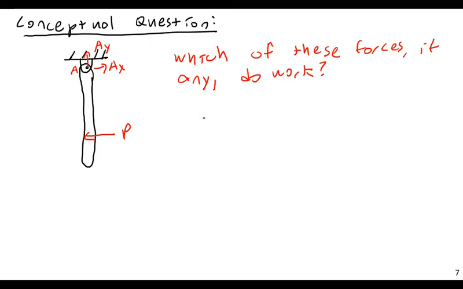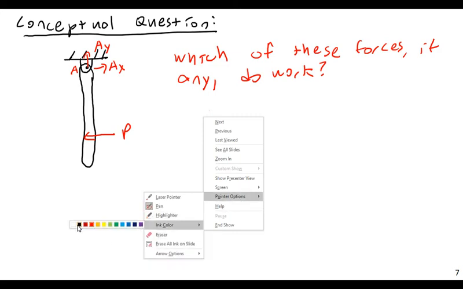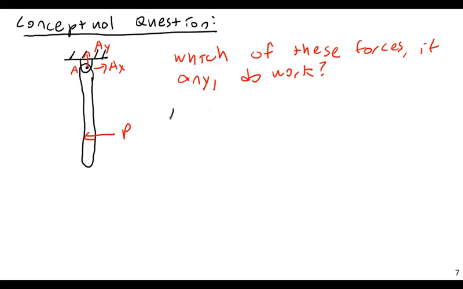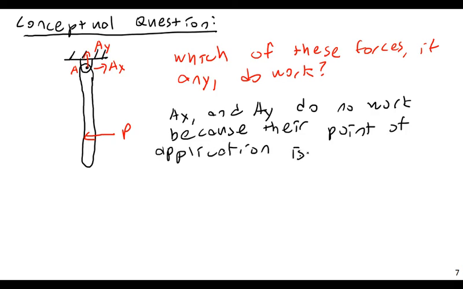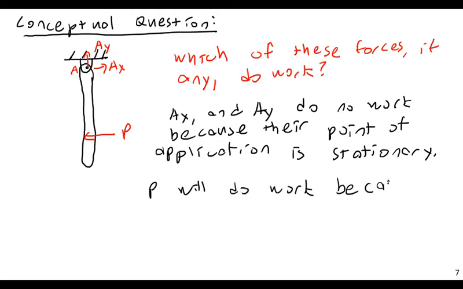Yes, point A is stationary. AX and AY do no work because their point of application is stationary. Meanwhile, P will do work because it causes rotation of the bar.